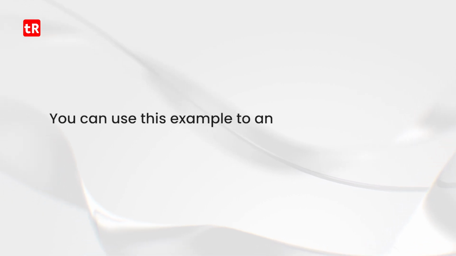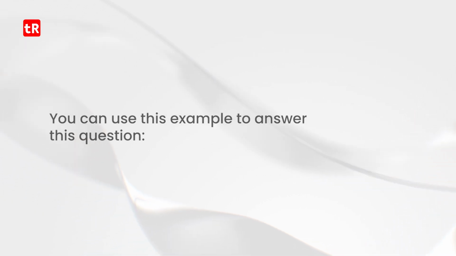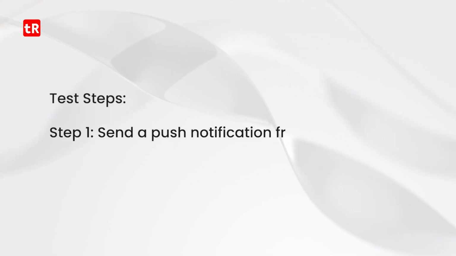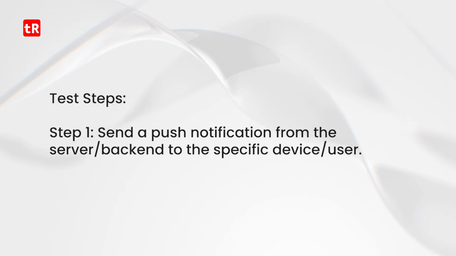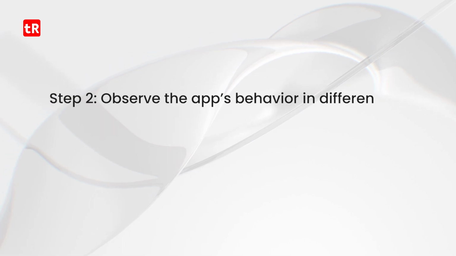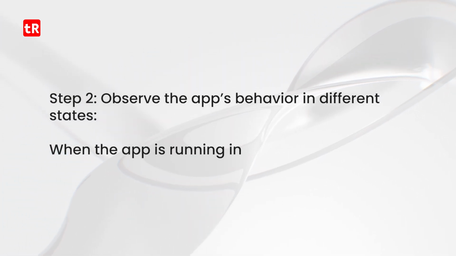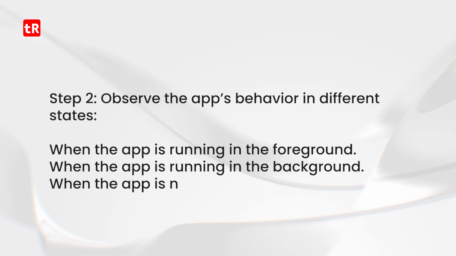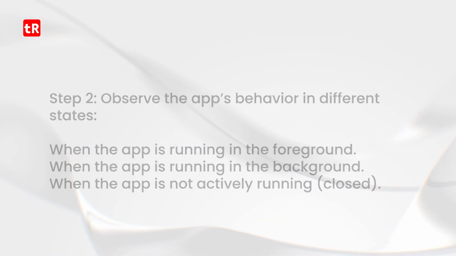You can use this example to answer this question. Test case title: Verify receipt and display of push notifications. Test steps. Step number 1: Send a push notification from the server backend to the specific device user. Step number 2: Observe the app's behavior in different states. When the app is running in the foreground, when the app is running in the background, when the app is not actively running and it's closed.